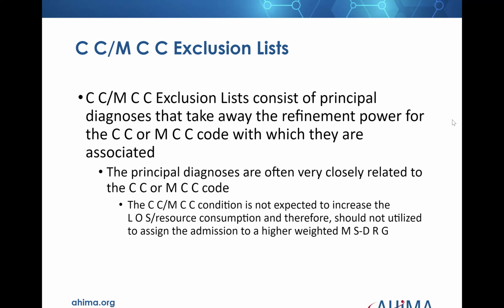You'll also hear talk about the complication comorbidity and major complication comorbidity exclusion list. And these are principal diagnoses that take away the refining power for the comorbidity complication or the major comorbidity complication code. So, in other words, the principal diagnosis usually is very closely related to the comorbidity or major complications. So, it's not expected to make it more resource intensive. So, it doesn't move the admission to a higher weighted MSDRG.